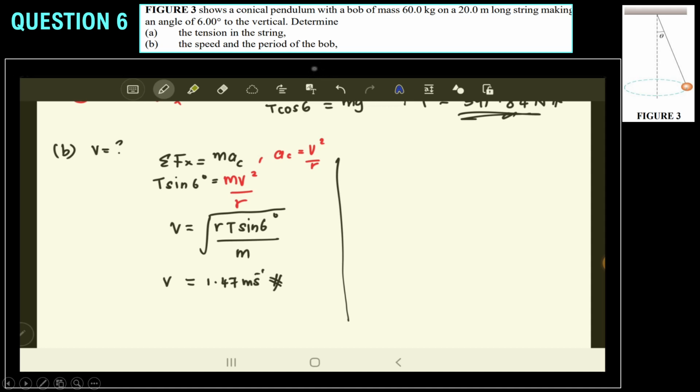Next, we want to find the period of the bob. The period is the time taken to complete one circle. So we want to find T. V is equal to R omega, and from omega I can write V also equal to R times 2 pi over T. You can see here I have T. So T is equal to 2 pi R over V. You can straightforwardly substitute the values.